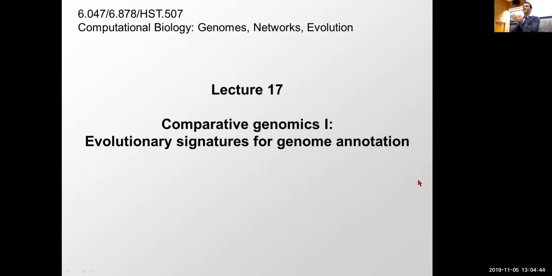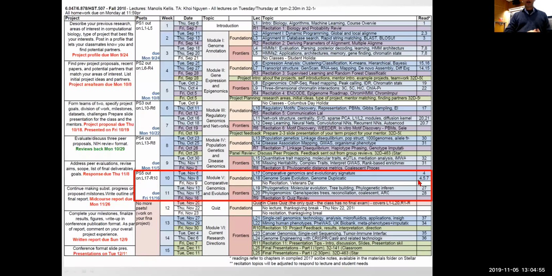All right, welcome everyone. Today we're going to be talking about comparative genomics. So first part of comparative genomics is using evolutionary signatures for genome annotation. And we're now entering the fifth and final foundations module of the course before we get to module 6, which is current research directions and guest lectures as well as emerging topics. So today we're talking about comparative genomics.